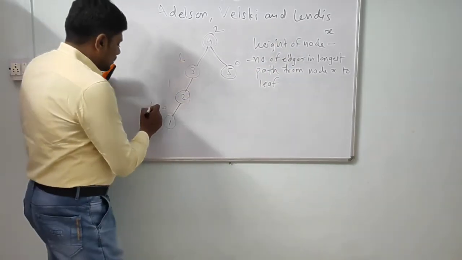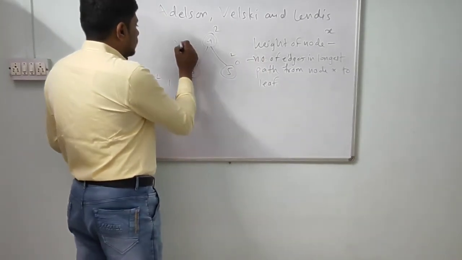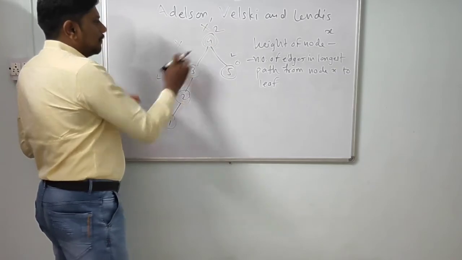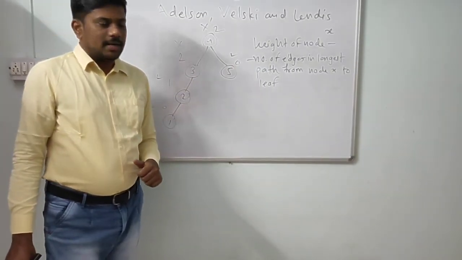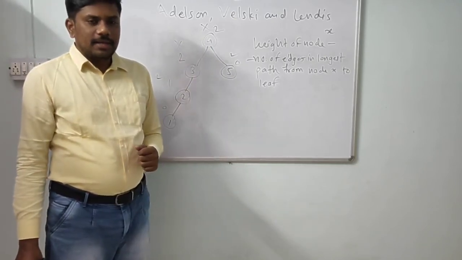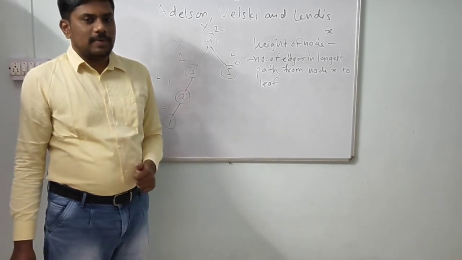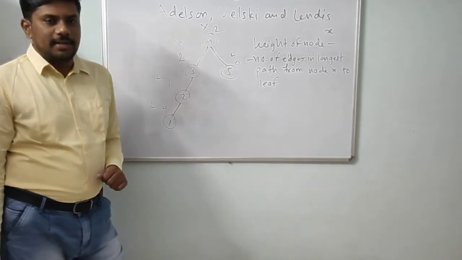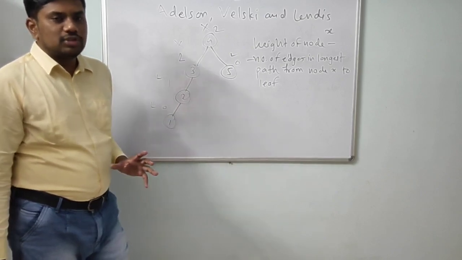Here this node satisfies the condition, this node satisfies, but these two nodes, 3 and 4, violate the balance factor condition. The balance factor of 3 and 4 is 2, and 2 is not acceptable. 2 is not a possible balance factor for our AVL tree. So this is not an AVL tree. Getting the definition of AVL tree?